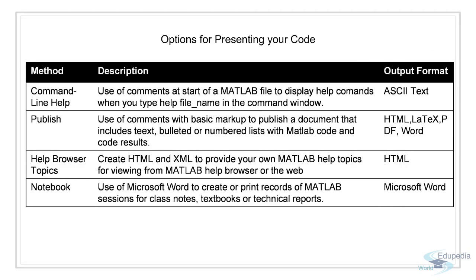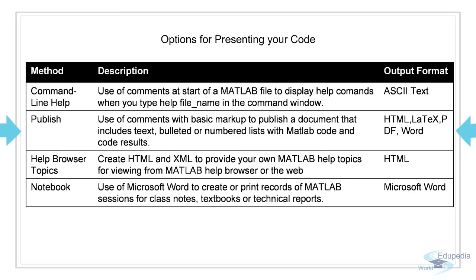The first and the most common is command line help. This is nothing but the comments written in the program file. These are the comments that we write in the first lines of the program file. So when we use the help command on our custom function, these are the lines that get displayed to us. This can also be viewed using any simple editor. So this is a very basic form of presentation.